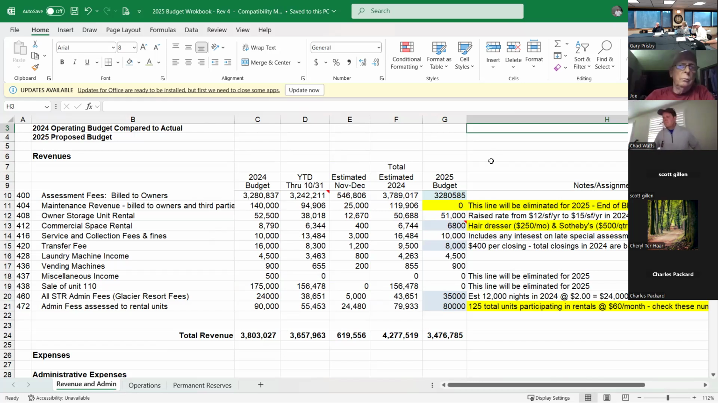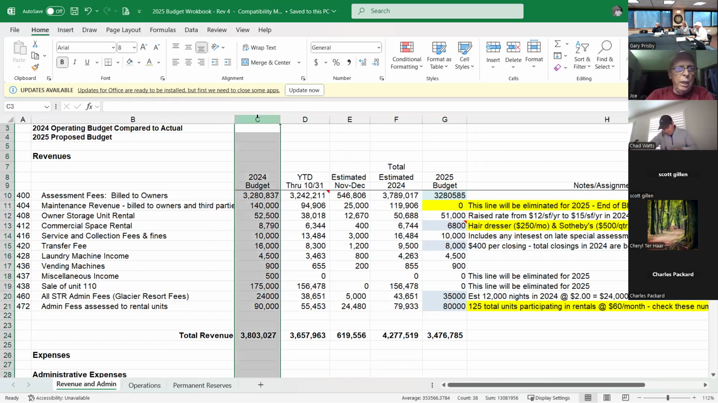Okay. All right, so the 2025 budget. This format, this worksheet should be familiar to most of you. If not, I'll do a brief how and why here. Column C is the 2024 budget. What you're seeing now is the revenues. As we move down through the sheet, you'll see the expenses. There's a lot more of them than there are revenues.